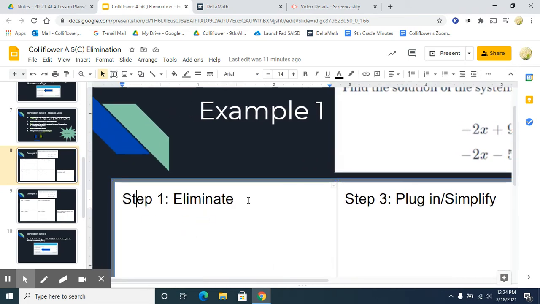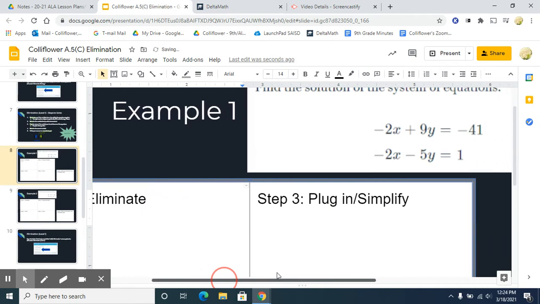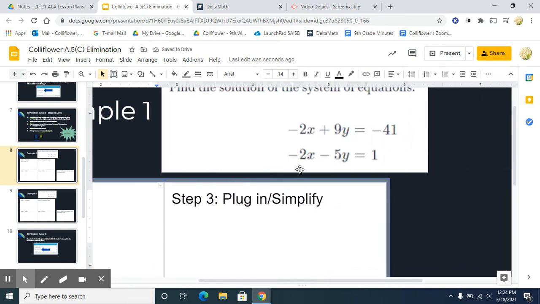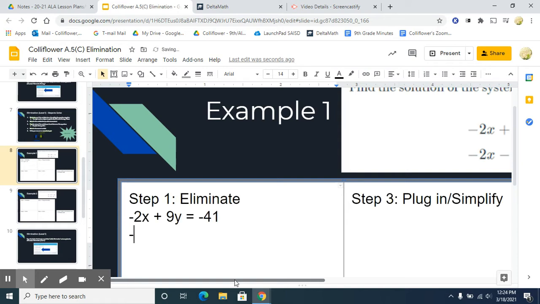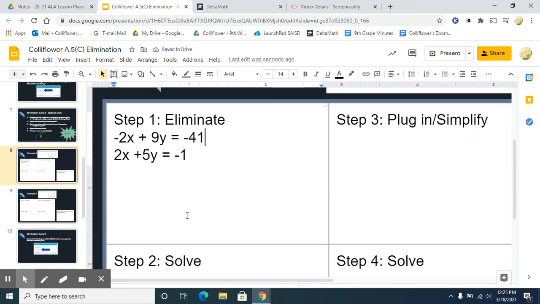So I'm going to take my first equation and leave it the same. I've got negative 2x plus 9y equals negative 41. I'm going to multiply this second equation all by negative 1. So this is a very important step. I'm multiplying all of this by negative 1. That's negative 2x minus 5y equals 1. And if I do that, I would get 2x plus 5y equals negative 1. But I'm multiplying negative 1 by the entire equation. So let me take this out now, make sure you know what step that was, but I'm going to delete it now. Because now I'm going to add these two equations together.